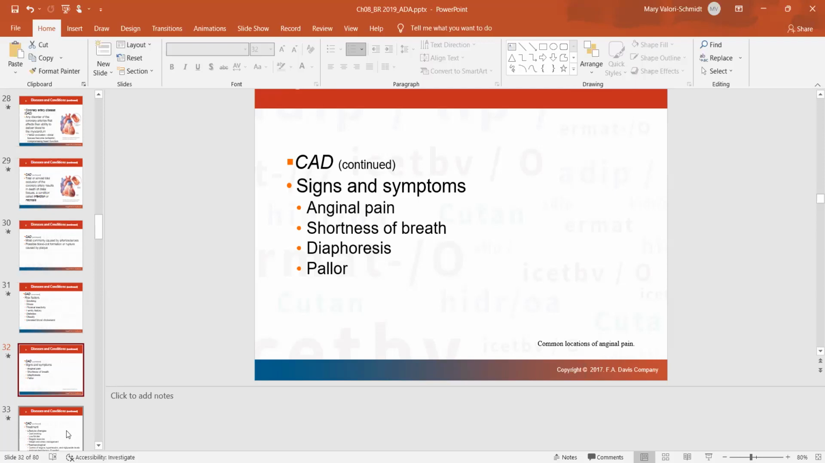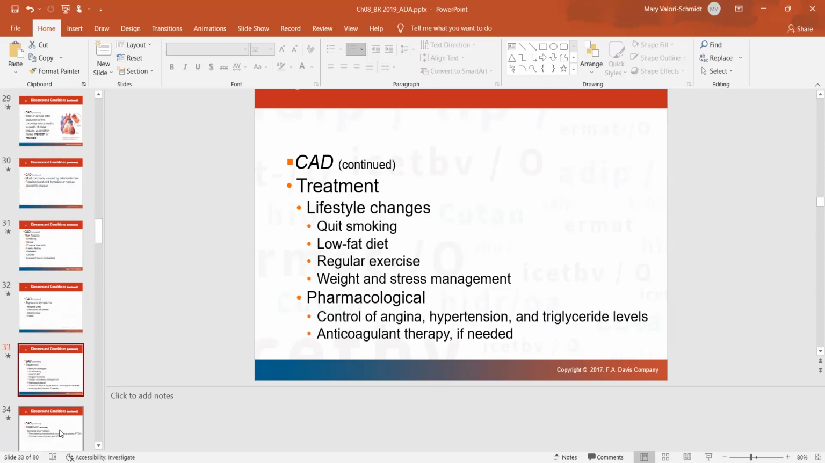So the signs and symptoms, anginal pain, that's chest pain, right? Shortness of breath. Diaphoresis. Does anybody know what diaphoresis is? Anybody know that one? Remember diaphoresis? Anybody? Come on. No. That's sweating. Okay. Diaphoresis is sweating. And pallor, kind of like it sounds, means you look white as a sheet, white as a ghost. All the color has been drained out of you.